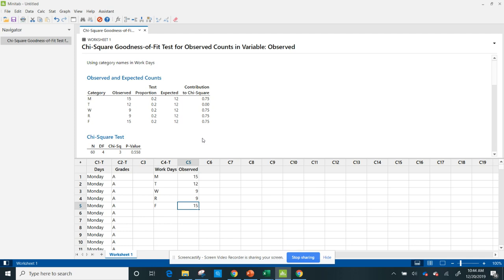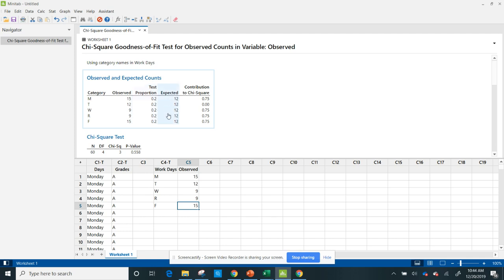And look what it does for me. It gave me the days of the week, Monday, Tuesday, Wednesday, Thursday, Friday. It gave me the observed counts that I put in, and make sure you put them in correctly because it does matter. The proportions were 0.2 or 20%. Now, how did we get that? We had 5 days a week, so 100 divided by 5 gives me 20, or 20%. That's how we got the proportions, 20% for each day.